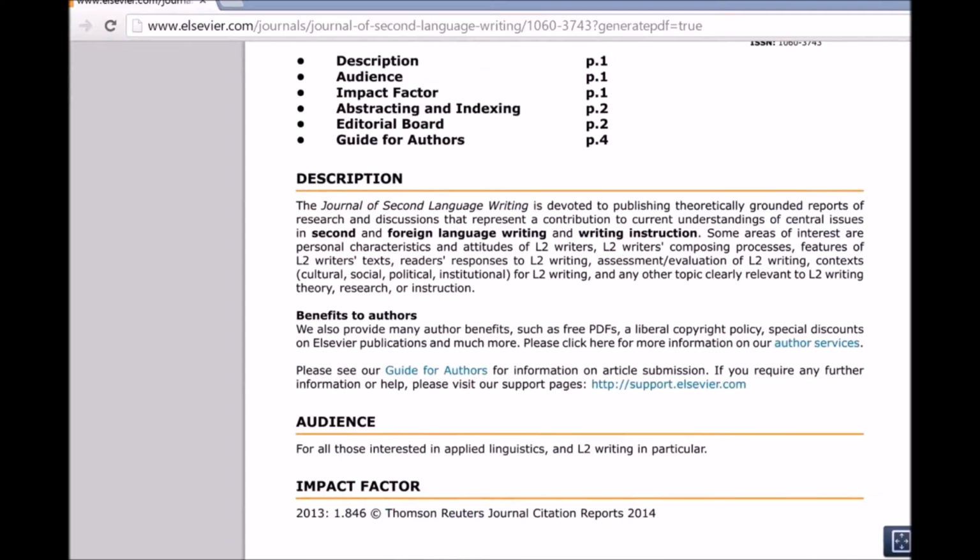It gives you a description of the journal. What are the topics that they normally look at? Some areas of interest are the characteristics of L2 writers, L2 composing, features of L2 text, readers and responses, assessment, and a variety of different topics. Now, it doesn't tell you specifically what this is about. This is where you have to read the journal. For example, most of the articles in this journal are geared toward college level writers. So you could be doing L2 writers in elementary school or high school. This may or may not be the right journal for that kind of publication.